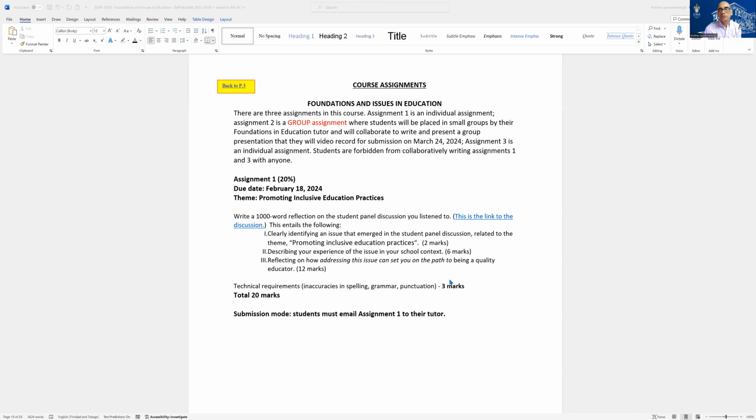And finally, note that we deduct marks for spelling, grammar, and punctuation. So please be careful with your writing. And if you start early, you will be able to finish on time. Note that, before I move on to assignment 2, your tutor will not provide any feedback on assignment 1. You have to draft it and get one of your acquaintances to read it, but your tutor is not going to provide feedback on assignment 1. Okay, so on to assignment 2.